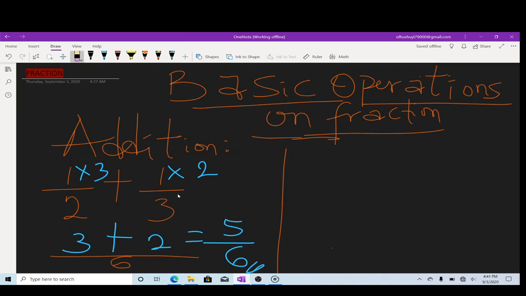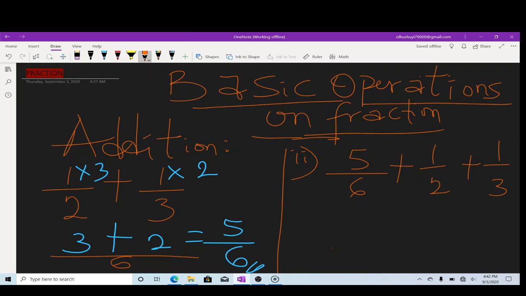Let's look at another example. Second example. We have 5 upon 6 plus 1 upon 2 plus 1 upon 3. We can have 3 fractions added together. Yes, you can have it. So what do we do? Just check out for the LCM of the 3 numbers. Basically, LCM means what the 3 denominators will divide without any remainder. That is what the LCM means.